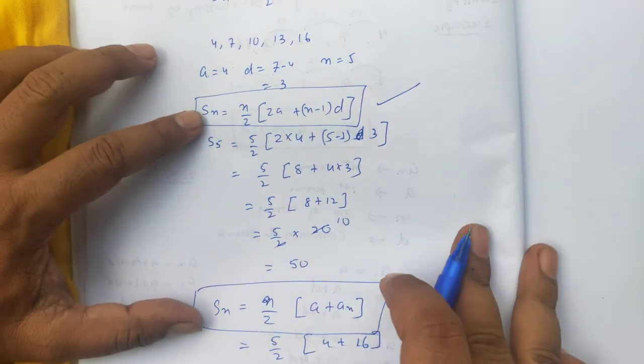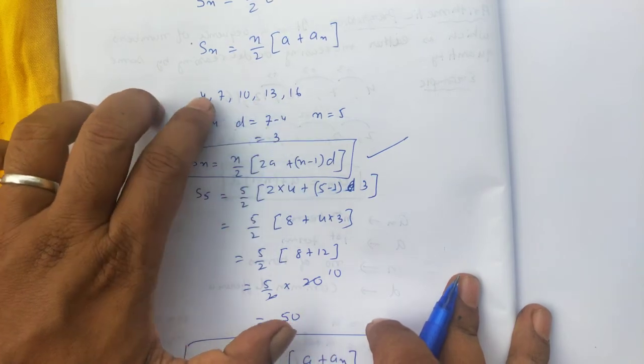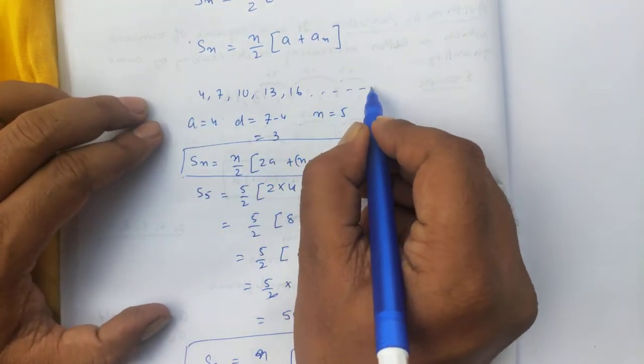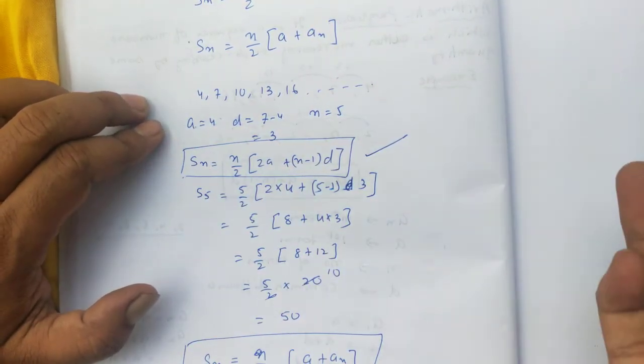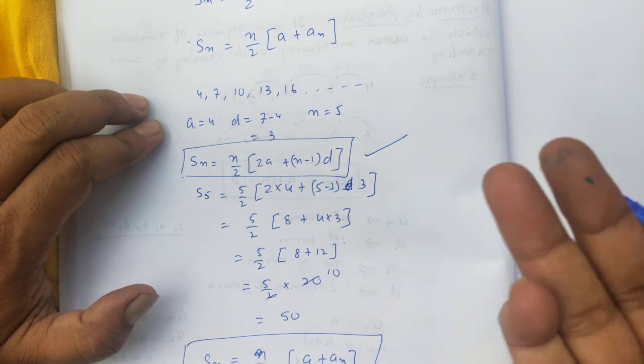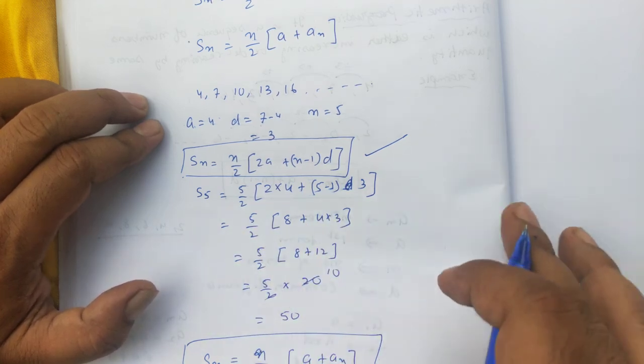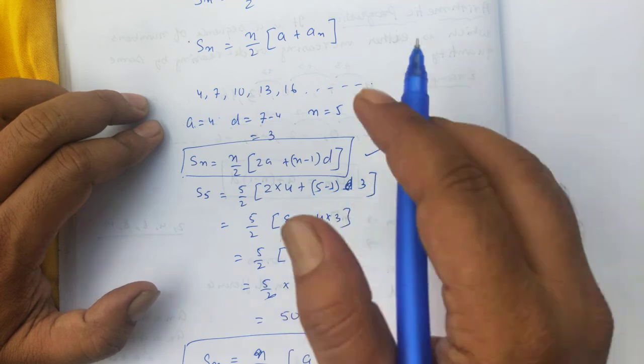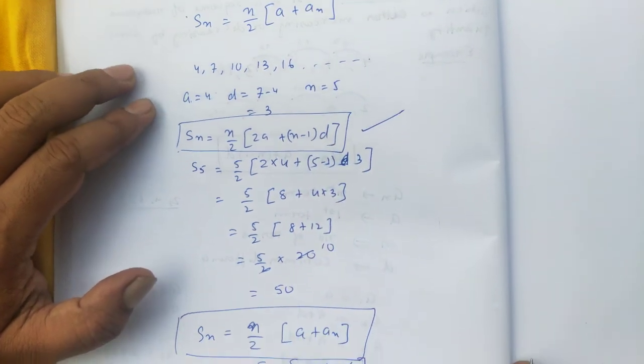Clear? So I've just used 5, and if it is given like that, you can find the sum of n terms, sum of 20 terms, sum of 30 terms, like that. Okay, please pause the video and mark these important formulas.